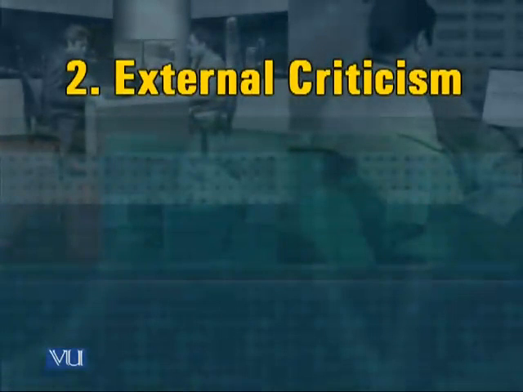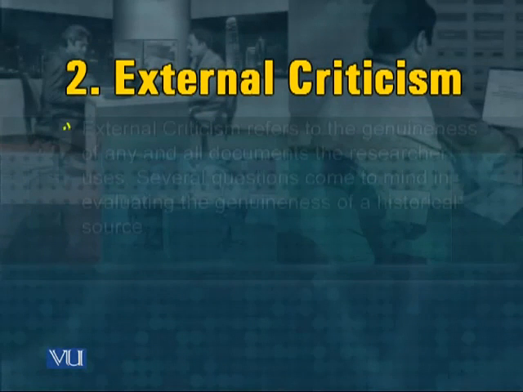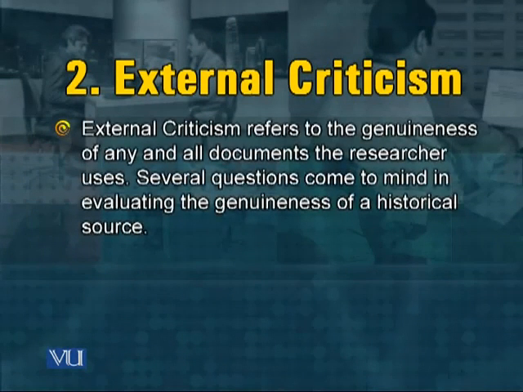For this, in the historical research, you should know what's external and what's internal criticism. And only then you will be able to find out and sift out the correct information. Just go through this slide and it will tell you what external criticism is. It says, external criticism refers to the genuineness of any and all documents the researcher uses. Several questions come to mind in evaluating the genuineness of a historical source.